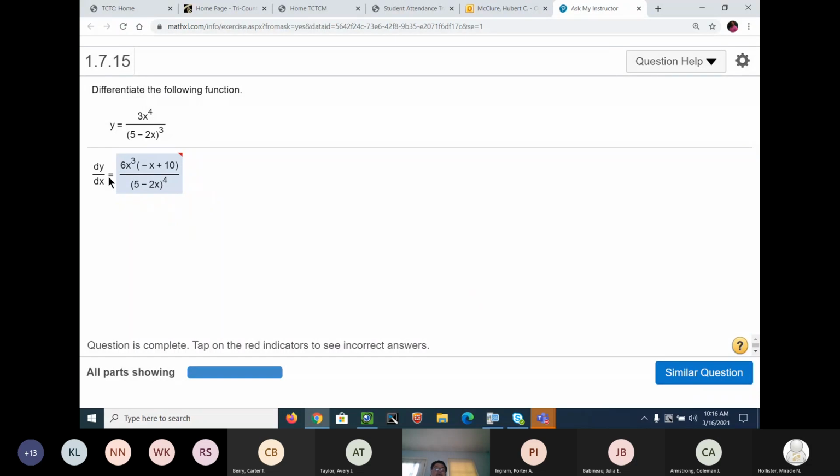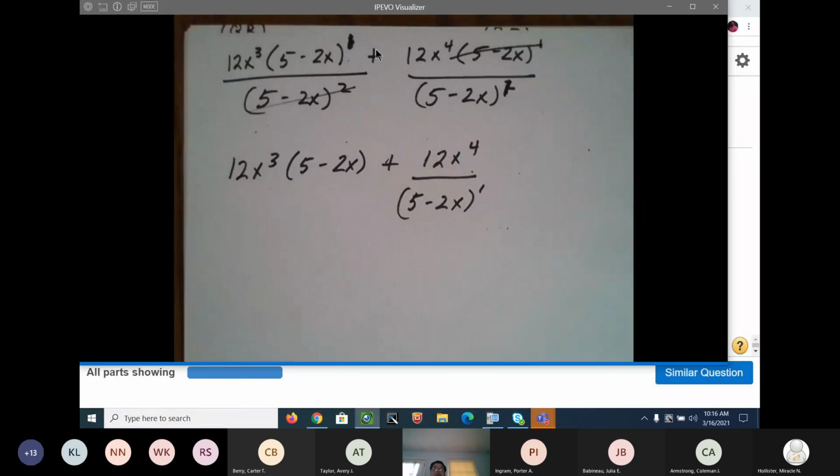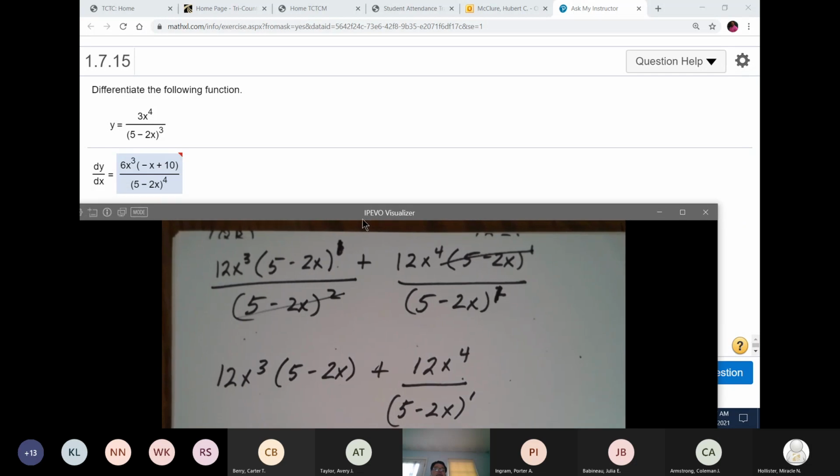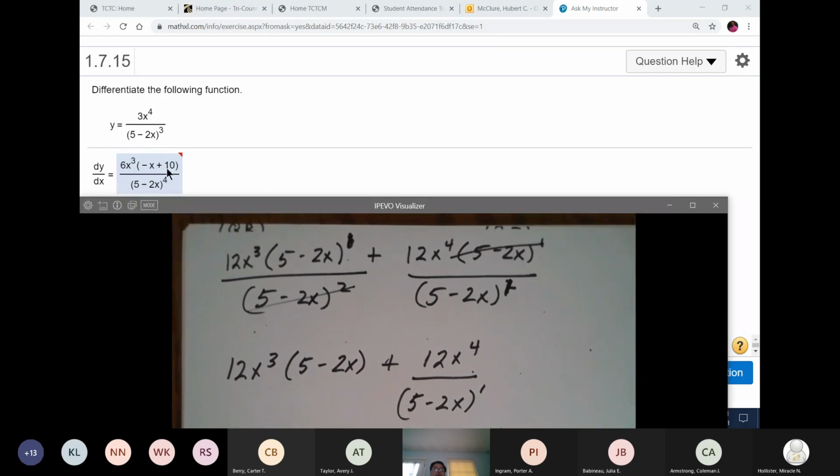Six x to the third. Okay, I'm starting to see x to the third. Ooh, I'm not seeing it. Negative x plus 10. I don't know about that. I see that could be reduced. I really don't know what we did. Did I make a mistake somewhere?